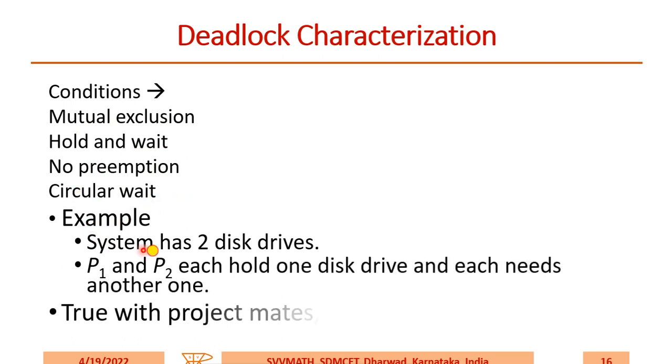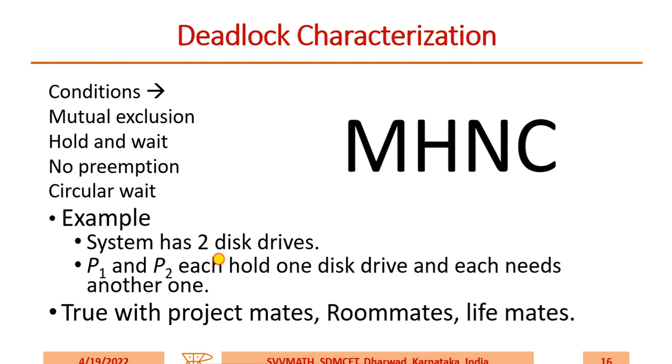And the simplest example, the 2-disk drive I told. You can see here, P1 and P2 are each holding one disk drive and requesting another. They are holding, so hold and wait is true. Disk drives are not shareable, so mutual exclusion is true. No preemption: P1 should not snatch from P2, and P2 should not forcibly take from P1. Circular wait is true: P1 is waiting for P2, P2 is waiting for P1. All four conditions are true, hence deadlock occurs.